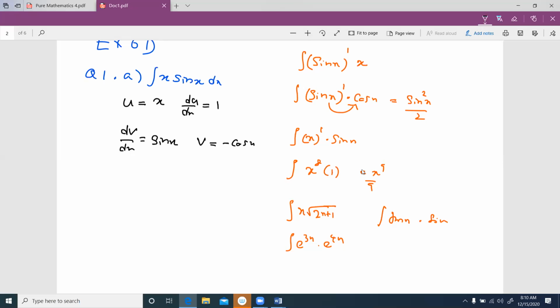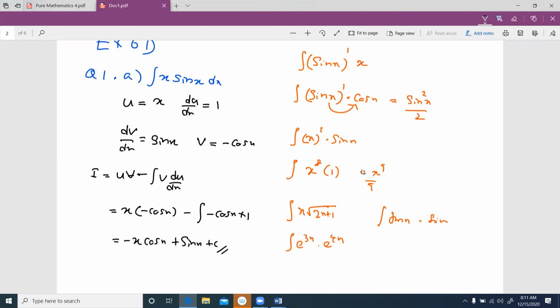So according to the formula, the integration is equal to uv minus the integration of v du by dx. That's the formula. So u is x, v is minus cos x, minus integration of minus cos x into 1. So this turns out to be minus x cos x, minus minus turns to plus, the integration of cos x, which is sin x, plus c is the final answer for this. That's the way of doing this kind of question.